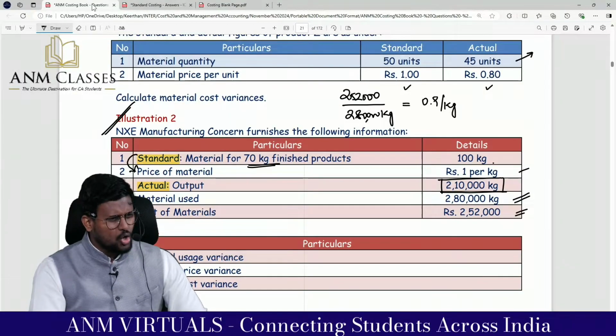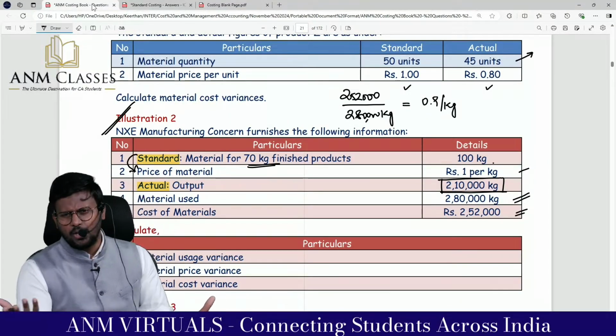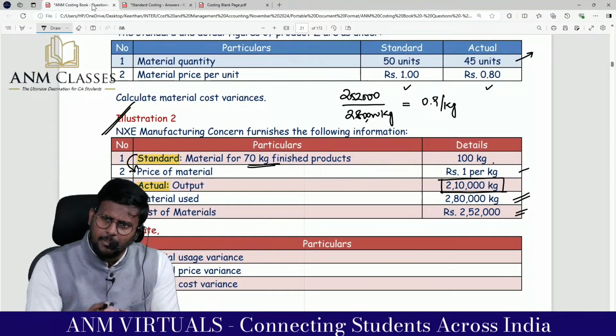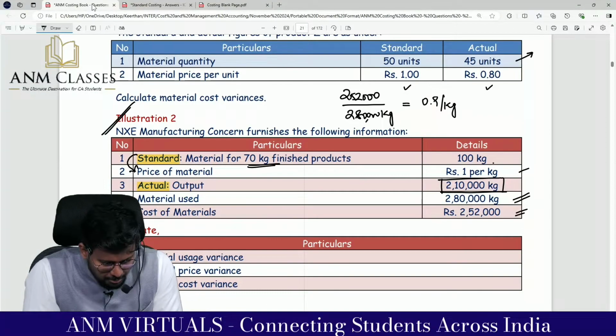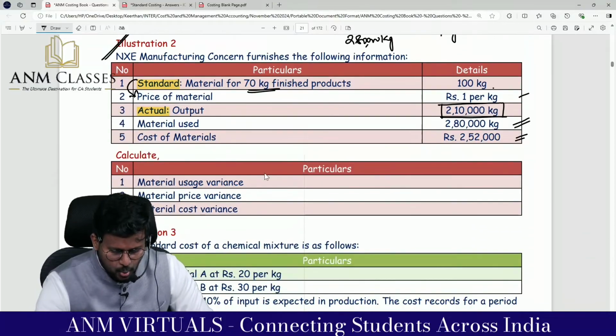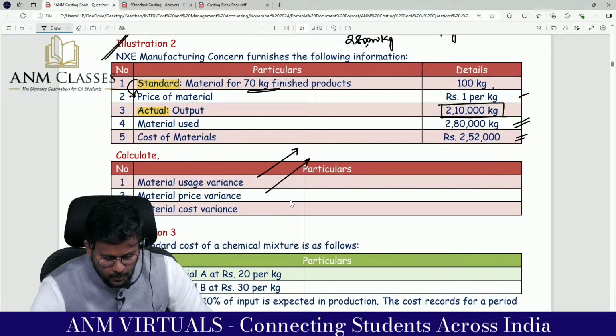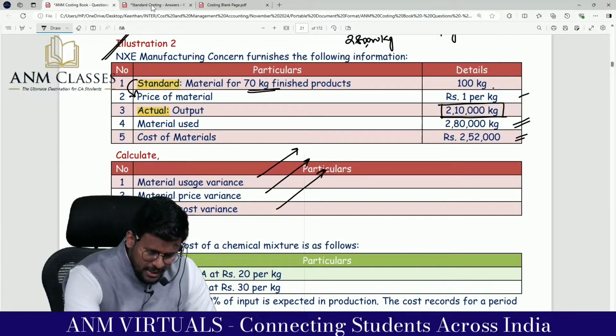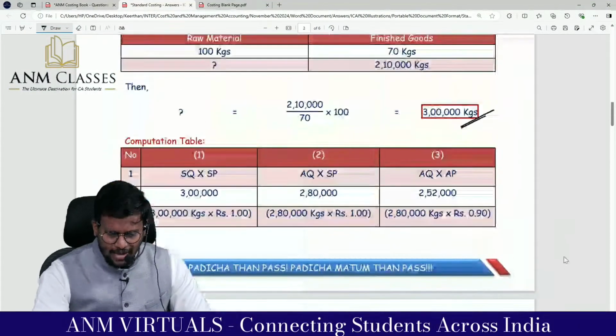Then material cost variance is very simple. Material usage variance and material price variance: since both are favorable, ultimately cost variance will be favorable. Cost of material, material usage variance, material price variance and material cost variance. So we are converting that into the answer format.